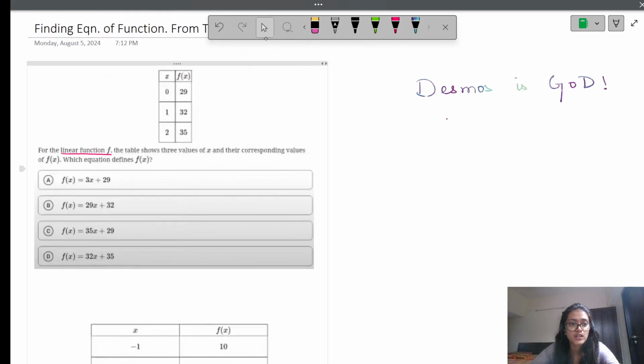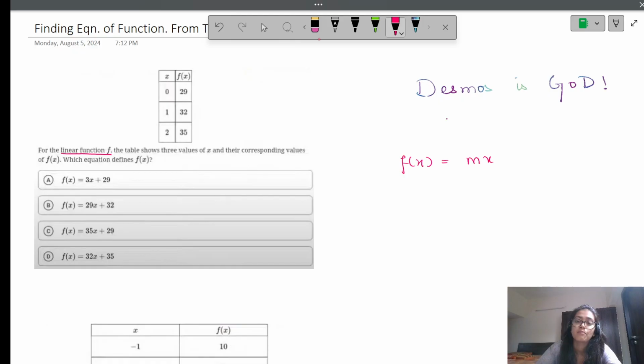So the first question is, for the linear function f, the table shows three values of x and their corresponding values of f of x. Which equation defines f of x? We all know that the equation of a linear function is given by f of x is equal to mx plus b, or y is equal to mx plus b, where m is the slope, b is the y-intercept, and that's what you have to find out. What's the value of m? What's the value of b?